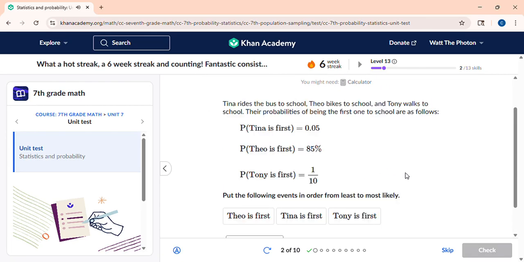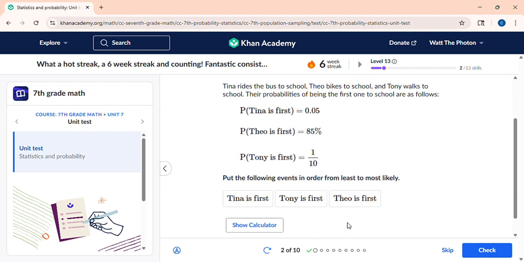Least likely to most likely. So the least likely is going to be Tina's first. The second one is Tony, that's 10%. And Theo is most likely. So Theo, Tony, Tina.